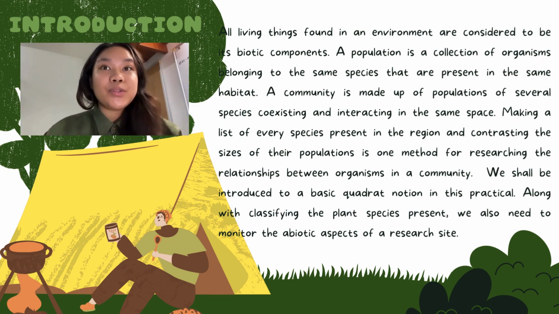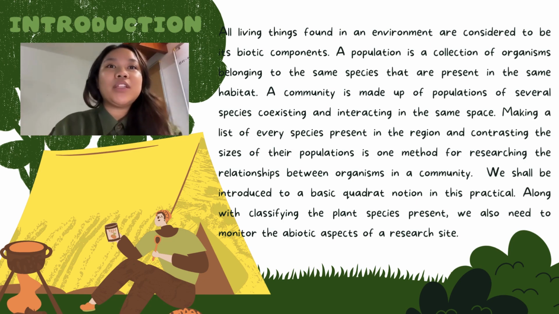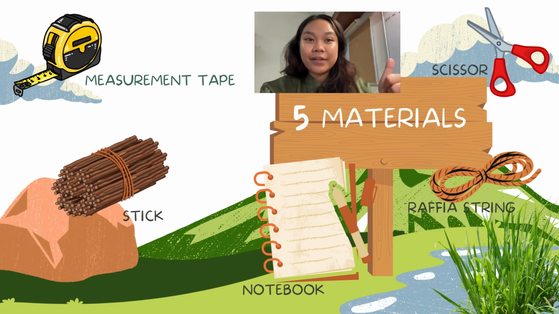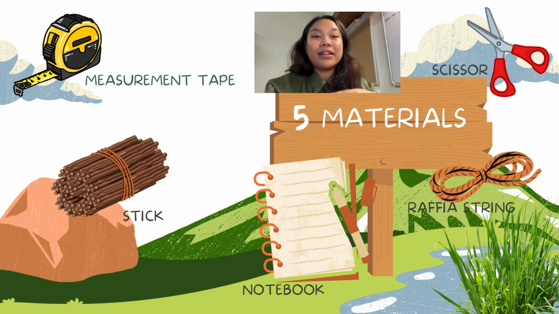We shall be introduced to a basic quadrat method in these practicals. Along with classifying the plant species present, we also need to monitor the abiotic aspects of a research site. So here there are 5 materials needed: the first one is measuring tape, followed by sticks and a notebook, and raffia string, and the last one is scissors.